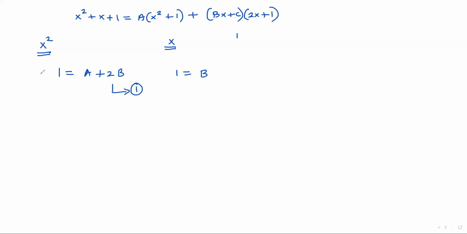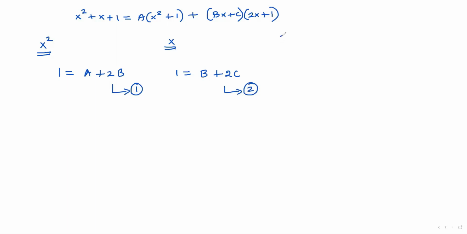Now if I distribute this c to 2x, it will be 2cx. So the coefficient of x here is 2c. I'm getting an equation when I compare the coefficients of x, that is 1 is equal to b positive 2c. I consider this equation number 2.